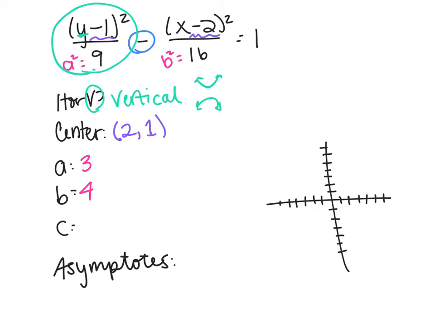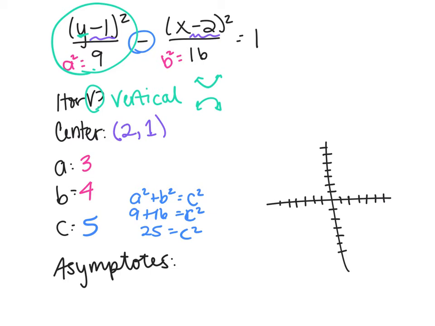And the last piece we need is our c value. This time, different than an ellipse, we just have our normal Pythagorean theorem to find c. So we know a squared plus b squared equals c squared. So 9 plus 16 equals c squared. 25 equals c squared, which means c is 5.